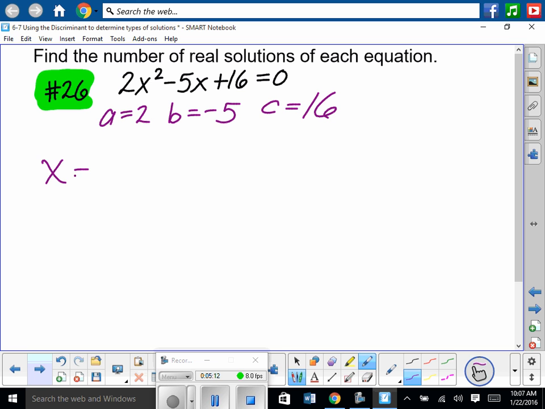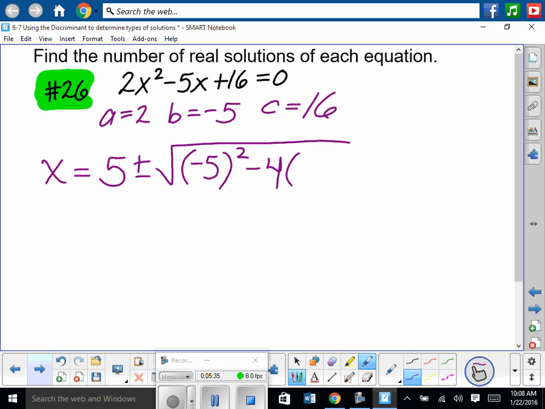So I say to myself, x equals -b, so that means opposite of b, so wouldn't that be +5? Or is that going to bug anybody? Do I need to write out the quadratic formula? Are you sure? So x equals the opposite of b, which is +5. We have plus and minus the square root of b squared. So we're doing -5 squared minus 4 times a, which is 2, times c, which is 16, and it's all over 2 times 2.